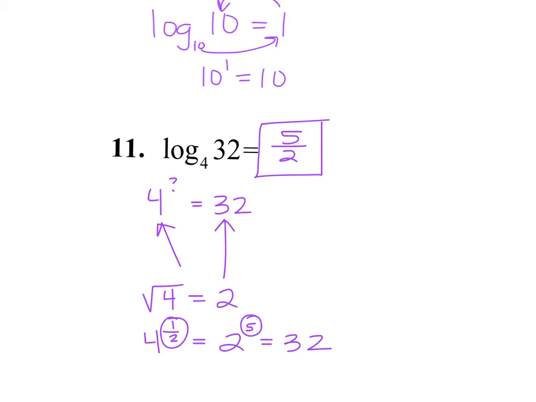Those are fun, huh? Mind blown a little bit. So if you take 4 to the 1/2 power, you get 2, right? 2 to the 5th power gets you 32. 1/2 times 5 is 5 over 2. You multiply them together.